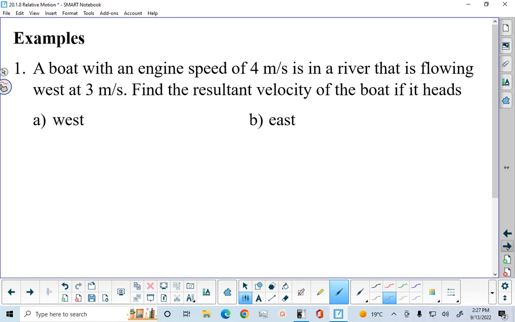All right, now we can get started with the examples. Example 1 says a boat with an engine speed of 4 meters per second is in a river that is flowing west at 3 meters per second.